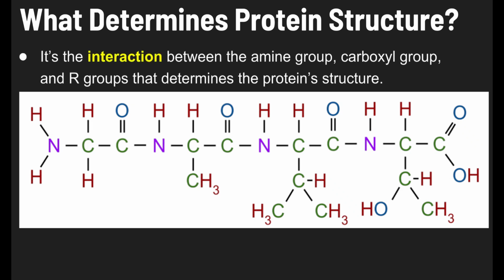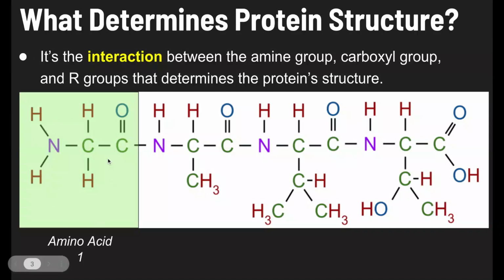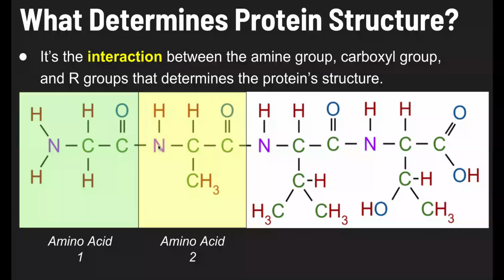And it's the interaction between the amine group and the carboxyl group and the R groups that determines the protein's structure. So when you look at this polypeptide, here is the first amino acid. Notice I have an amine group, the C with the double bond O, that's my carboxyl group. And in this case, the R group is just an H. So that's the first amino acid in this polypeptide. Here's the second one. Here's my amine group. It's got the nitrogen, my carboxyl group with the C double bond O. But this time the R group is different. Instead of an H, it's CH3.